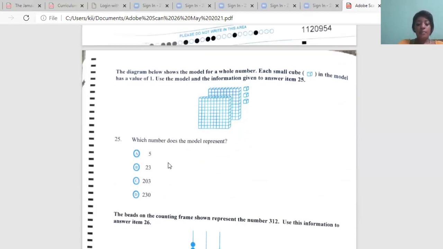Number 25, instructions read, the diagram below shows the model for a whole number. Each small cube in the model has a value of 1. Use the model and the information given to answer item 25. I already know, because I am aware of the base 10 blocks. I actually have base 10 blocks at home. I know that this one here represents 100 blocks. So let me explain to you why.